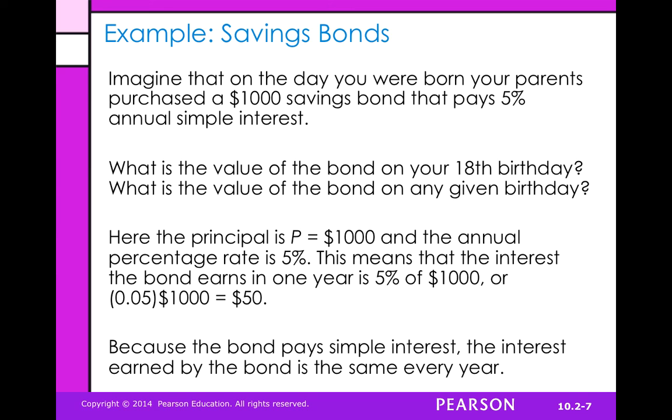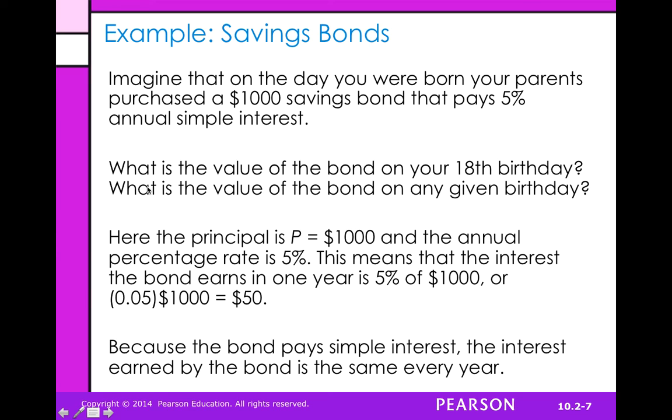Here is our first example. It's an example of a bond. Imagine that the day you were born, your parents purchased a $1,000 savings bond that pays 5% APR, and that APR is simple. The question is, what is the value of the bond on your 18th birthday? What is the value of the bond on any given birthday? So this is a more general question. So maybe you're not going to cash the bond in until you're 20, whatever.